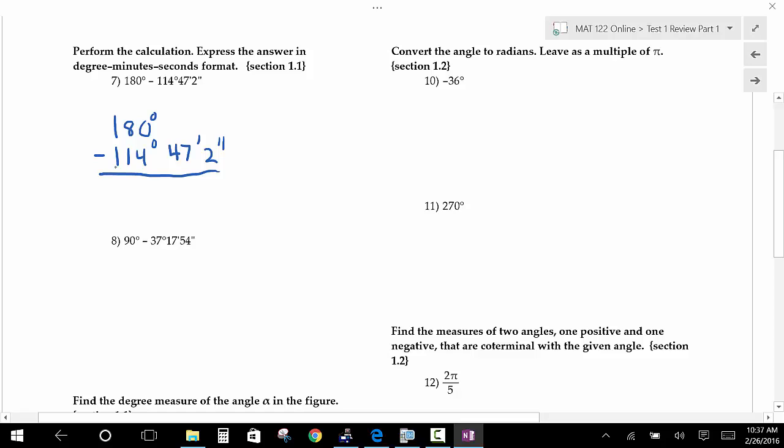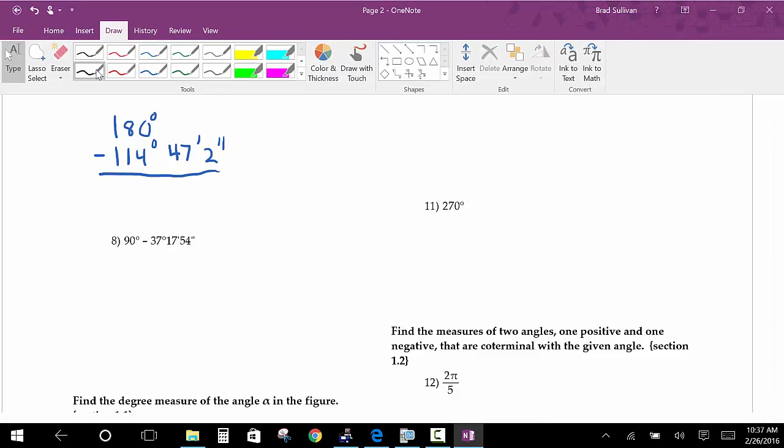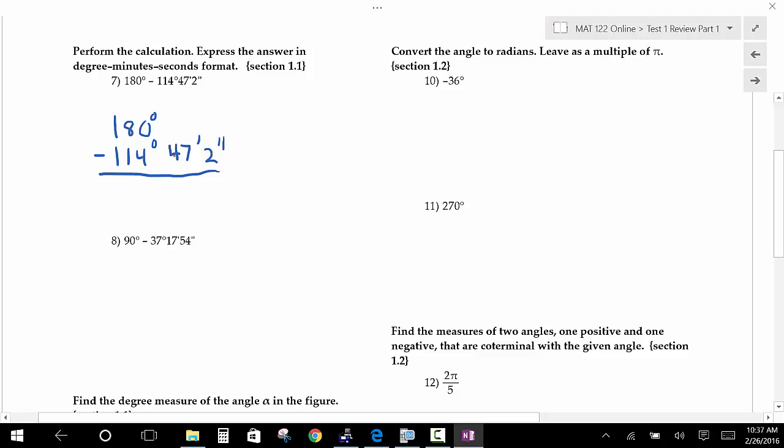Now this is all about regrouping, so I'd expect you to be able to do this kind of thing without a calculator. So what you basically have to do is regroup from the 180 to make that 179 degrees, and then that's 60 minutes. Okay, the idea is 179 degrees 60 minutes is the same as 179 degrees plus 1 degree. Now you got to regroup, so borrow from that to make that 59, and then give 60 seconds back. So the idea with that is 60 seconds make up a minute.